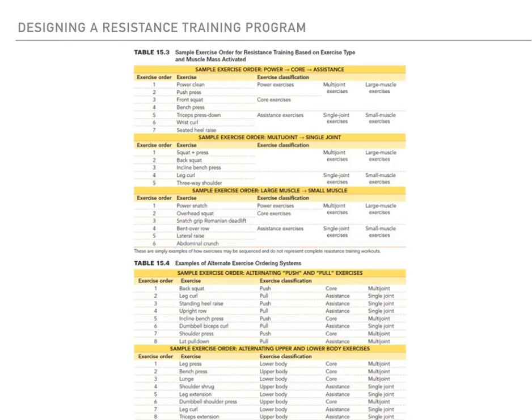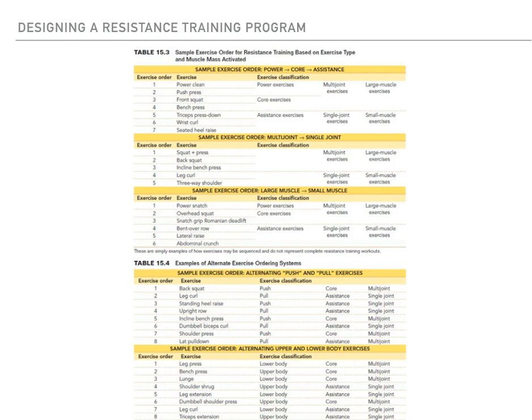As we look towards the bottom here at Figure 15.4, we can see that we have a group of exercises, again numbered here from 1 through 8, which includes the back squat, the leg curl, the standing heel raise, the upright row, the incline bench press, the dumbbell biceps curl, the shoulder press, and the lat pulldown. We can see here that these exercises are ordered by push-pull.